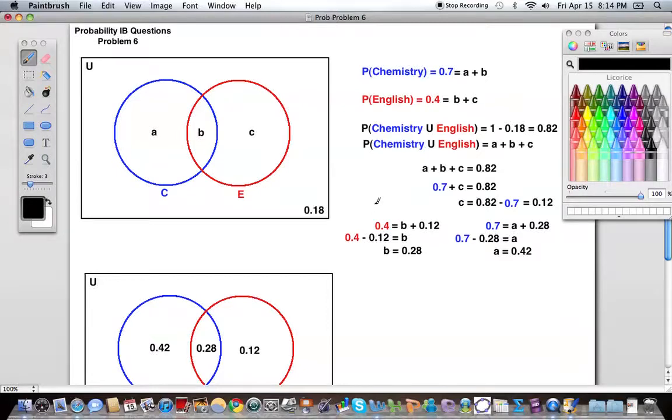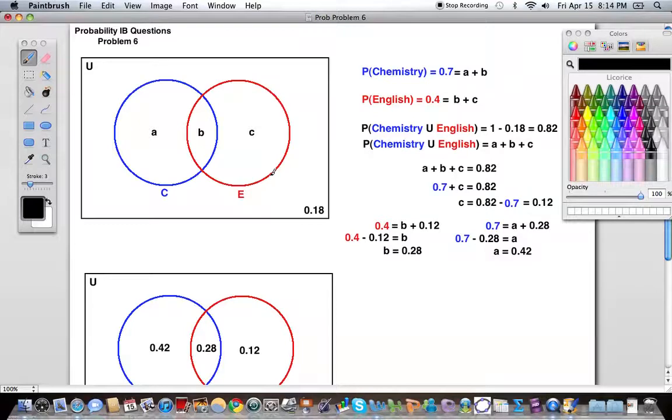Probability IB questions, problem 6. In a school, the probability that a student takes chemistry is 0.7. The probability that a student takes English is 0.4. The probability of a student not taking either course is 0.18. Believe it or not, those 3 sentences gave us everything that we need to show this information on a Venn diagram.